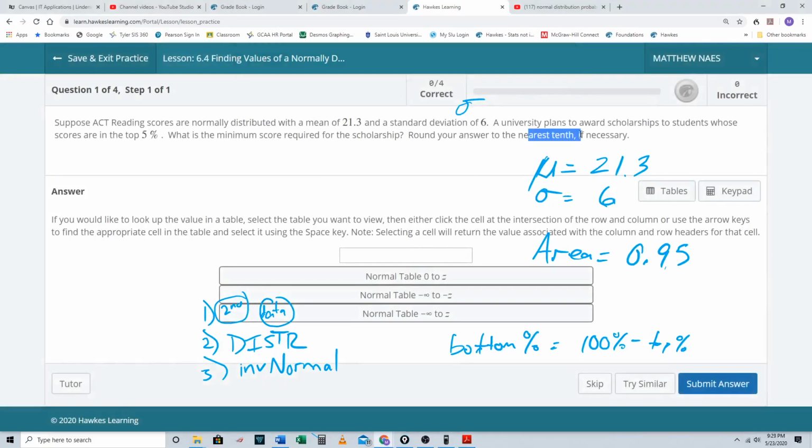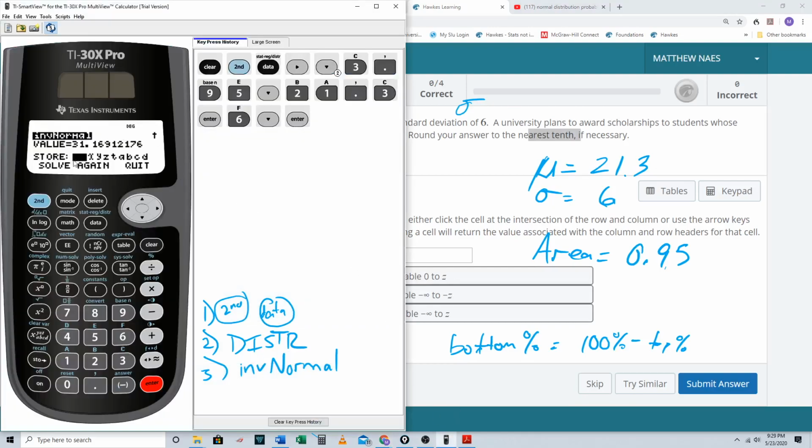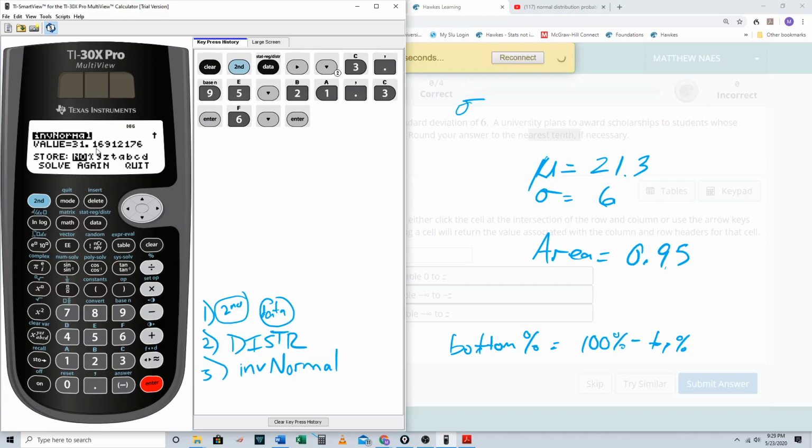So it says to nearest tenth. So we'll go to 1 decimal place. So 31.16, which means we're going to round it to 31.2.